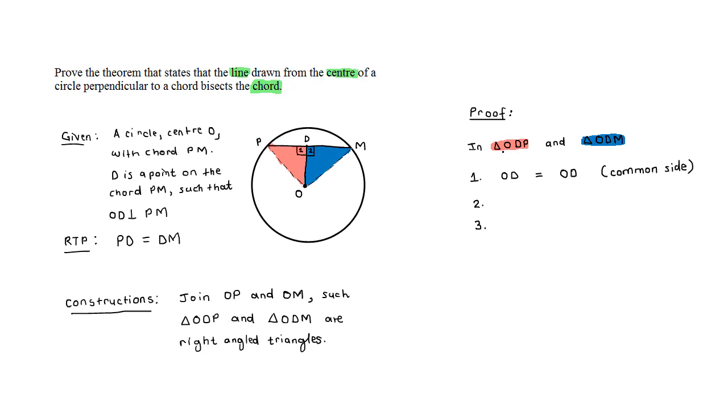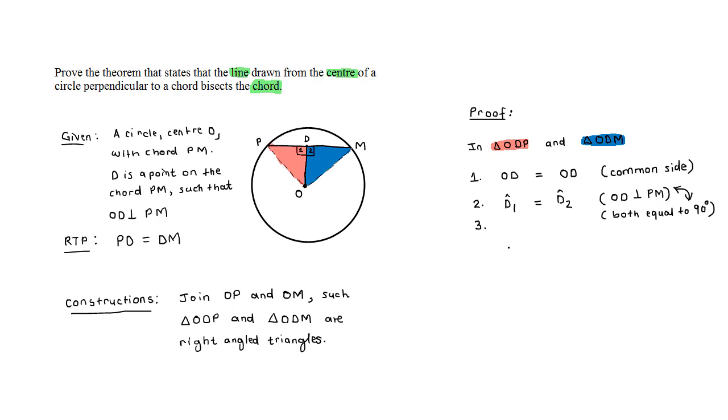But because we have to state the information about the red triangle first, we're going to write down angle D1 is equal to angle D2, okay? And the reason over here, you can simply write OD perpendicular to PM, or what you can write is both equal to 90 degrees. Okay, these two reasons are equivalent to each other and you can use either.